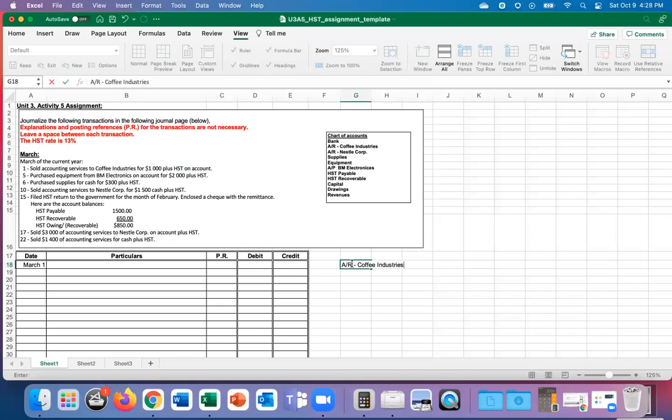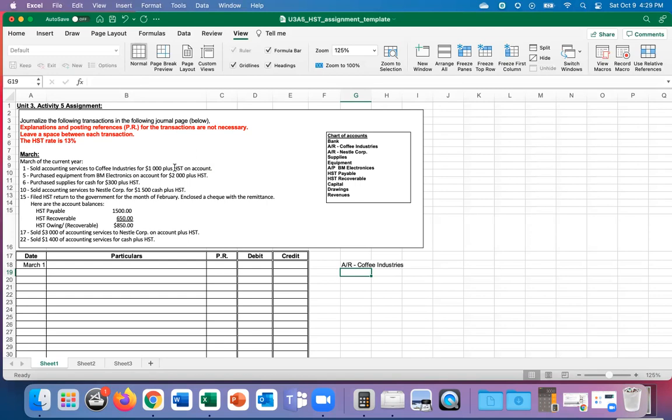So our first one is going to be the accounts receivable of the coffee industries. And let's see, what's the next one going to be? This is where our new accounts that we're learning about in this unit or activity come into play, those HST accounts. So for this example, since we're selling to coffee industries, we're rolling in the money that we have to collect for the government for taxes into the price that we're going to charge them.